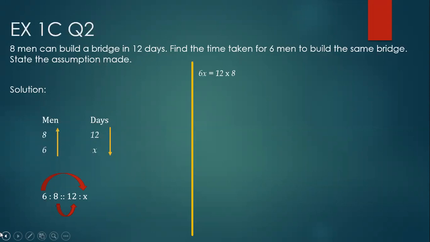So the equation will look something like this. 6 into x will give you 6x, and 8 into 12 gives you 96. Since we are finding the value of x, we are going to take 6 as the denominator on the other side. So the value of x will be 16. So we can say that it will take 16 days for 6 men to build the same bridge.